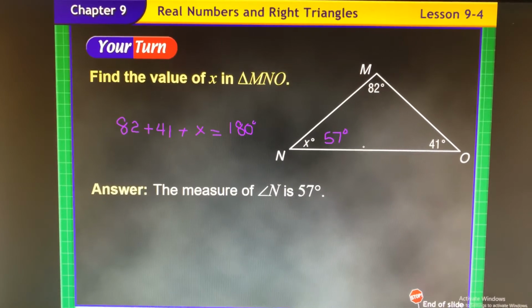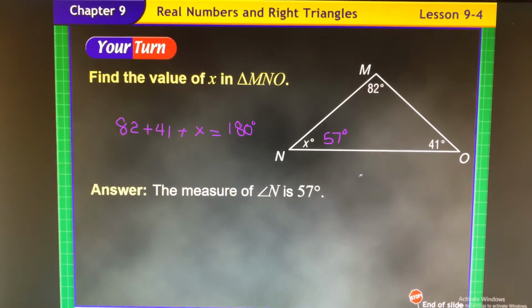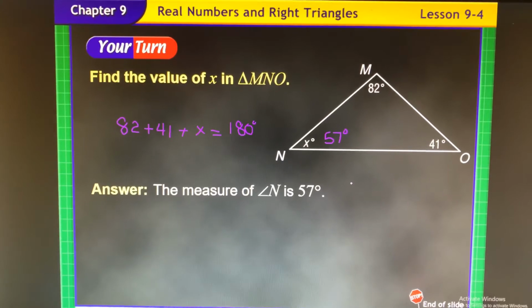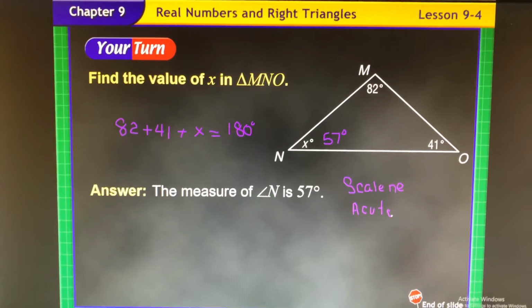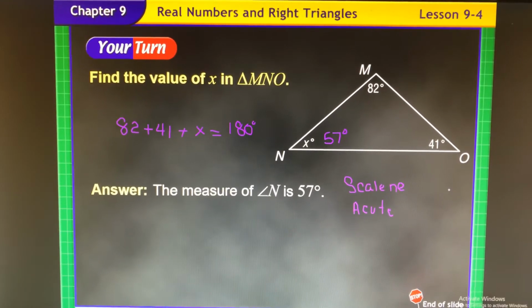See if you can identify the triangle. What kind is it? None of the angles are equal. That means none of the sides are equal. And if that's the case, it's a scalene. Now look at the angles. Are any of them greater than 90 or equal to 90? No. All of them are less than 90. And when all three are less than 90 degrees, we call it a scalene acute triangle.